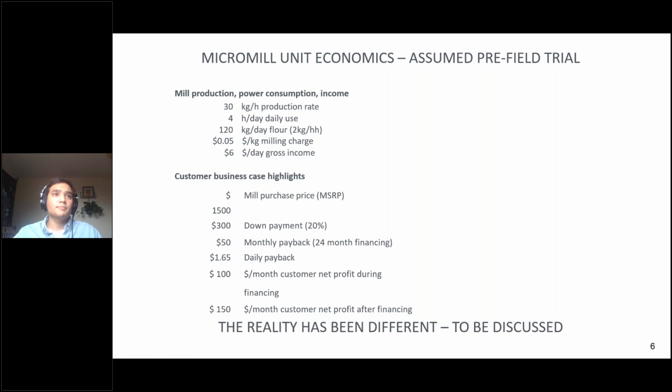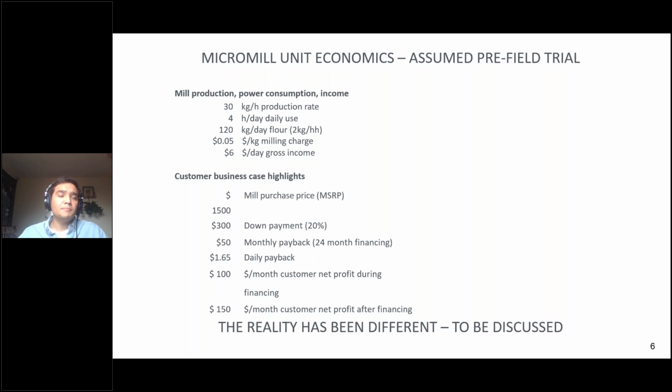So we started our field trial for the micromill about 5 months ago, and these are the numbers that we were assuming that we would see from the pilot.